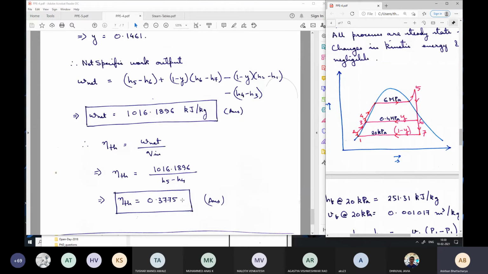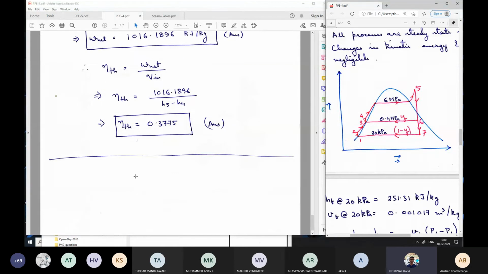Any questions? Yes, sir, can point 6 lie in the superheated region, not inside the dome? Good question. It can lie.